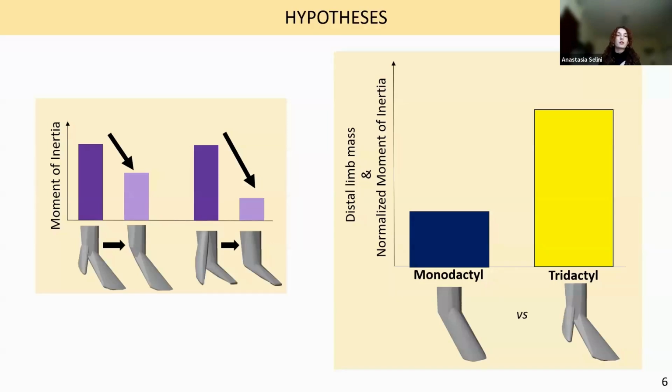Therefore, based on the inertial load hypothesis, the hypotheses for our study were that when we remove the side digits from tridactyl equids, we expect a reduction in the moment of inertia. And we also expect a generally higher moment of inertia in tridactyl equids compared to the monodactyl ones, which is attributed to the increased distal limb mass.